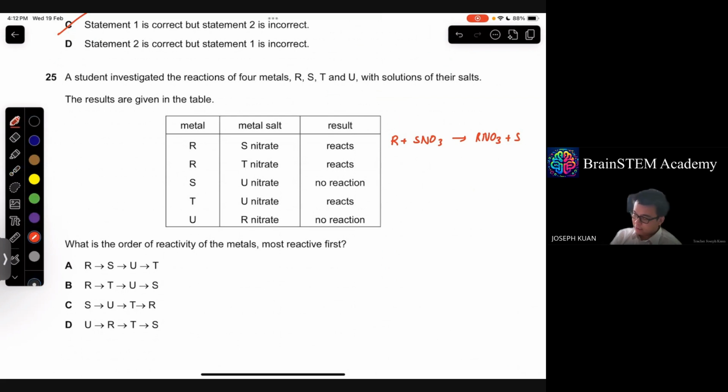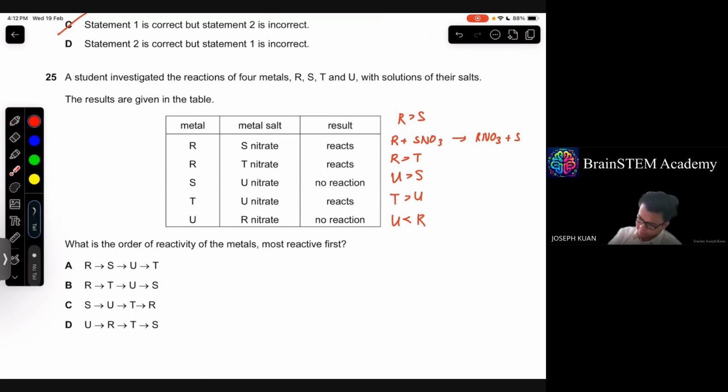The second result shows that R is more reactive than T. The third result shows that Q is more reactive than S. That's why S cannot displace U from the solution. And then result 4 tells us that T is more reactive than U. And the last result tells us that U is less reactive than R.